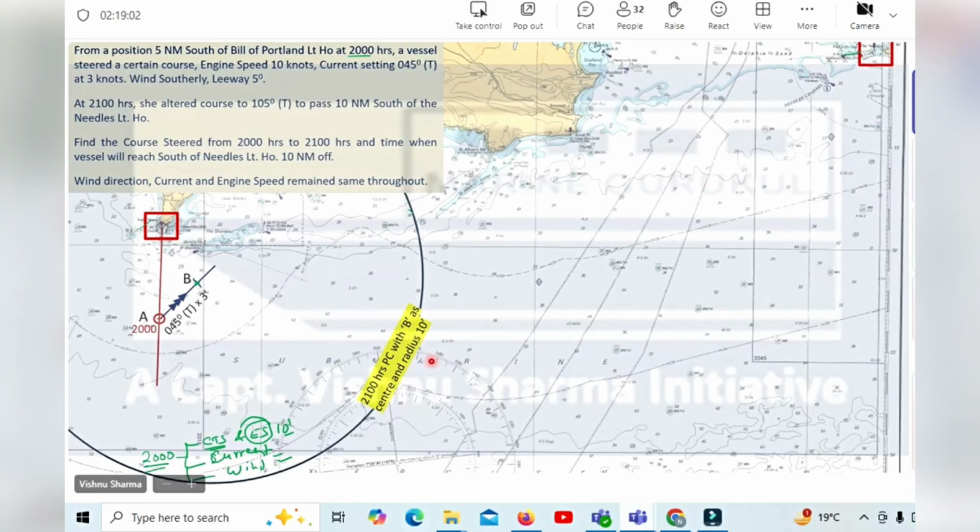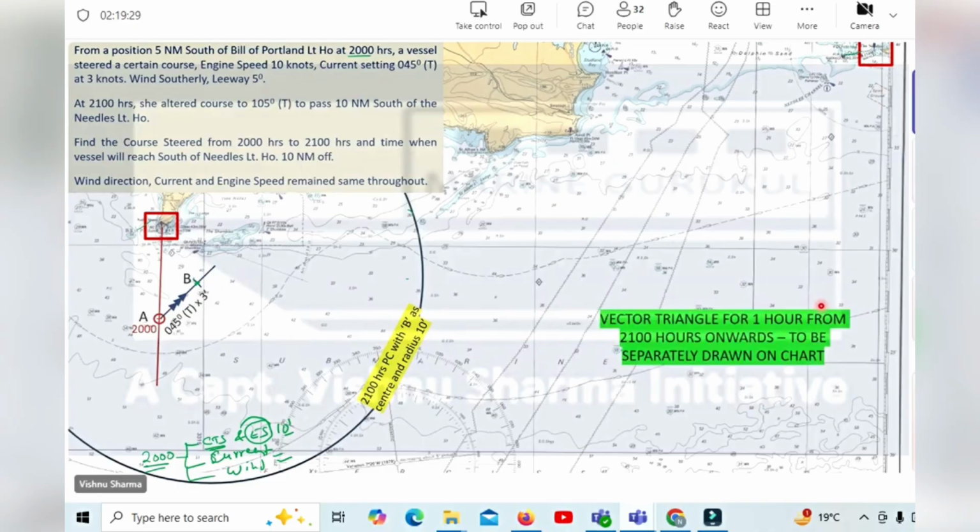Please let me know if you don't agree with it. First, it is important for you to understand and appreciate that the circle drawn with B as center and 10 miles as radius is the 2100 RPC of the vessel. Please tell me that. Because the wind will not affect the engine distance. Wind will only affect the course. So course we'll get to know when we know the position. Right now, we are only allowing this engine distance.